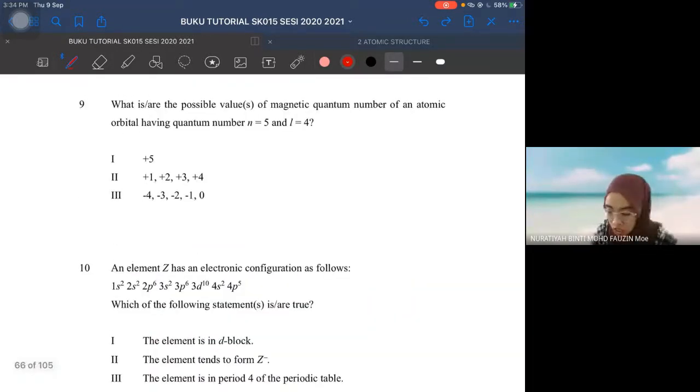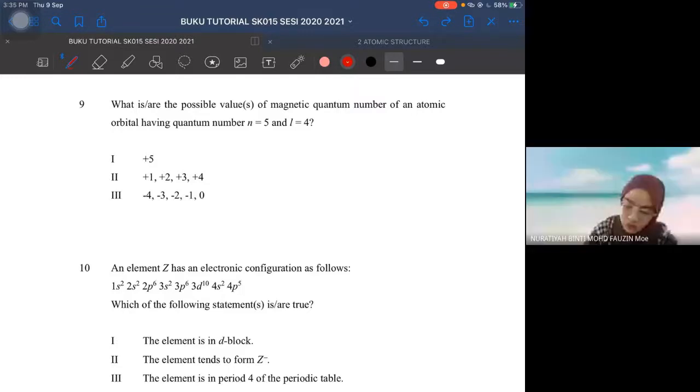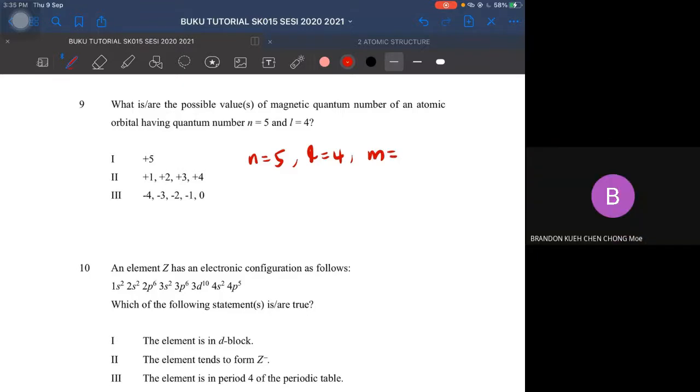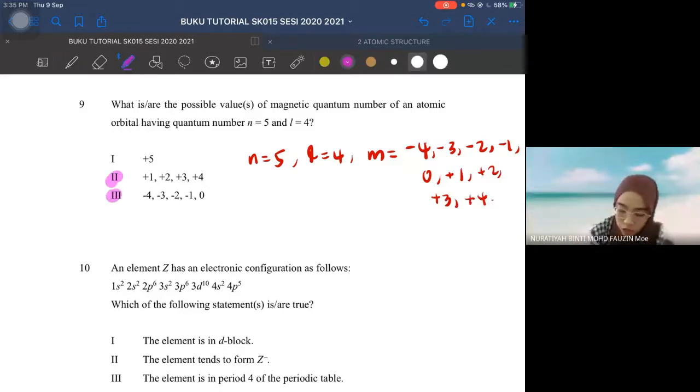Next, number 9. What is or are the possible values of magnetic quantum number of an atomic orbital having quantum number n equal to 5 and l equals to 4? So n equals 5, l equals 4. The values are negative 4 until 4: negative 4, negative 3, negative 2, negative 1, 0, plus 1, plus 2, plus 3, plus 4. So 2 and 3 is correct. There is no 5, no plus 5.